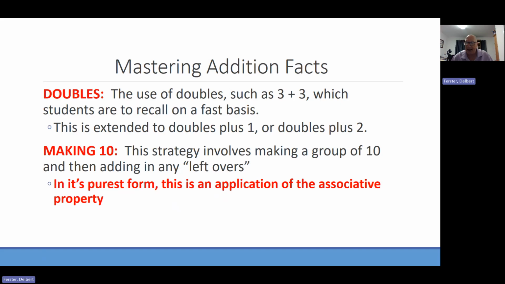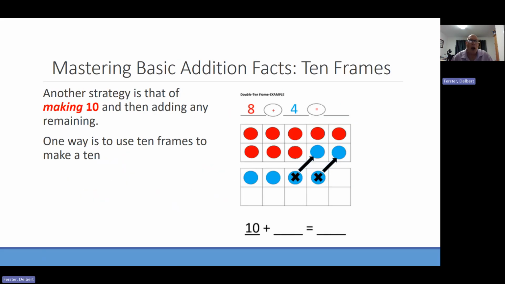The idea of making 10, I think, is very useful, particularly when you get kids to a place where they have to think about borrowing and carrying and trading. The notion that 10 is a significant number for us in our number system, I don't think we can overemphasize. All right, in its purest form, this 10 frame thing, I kind of dig.